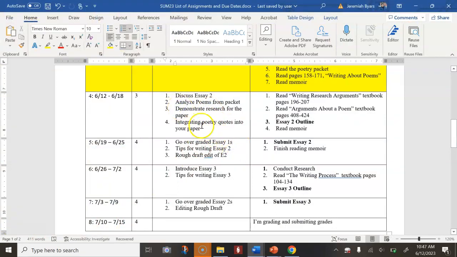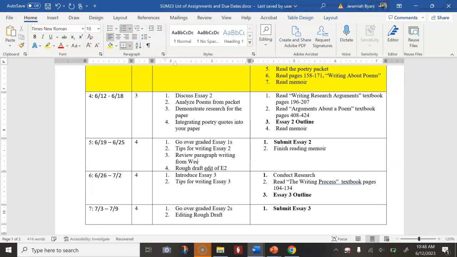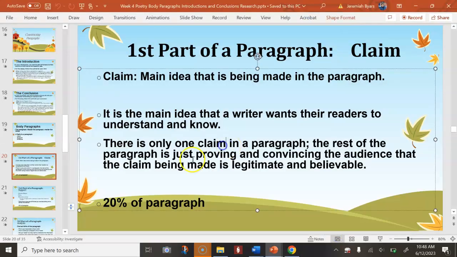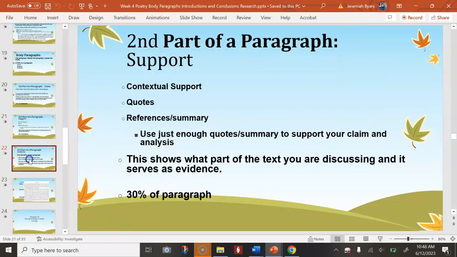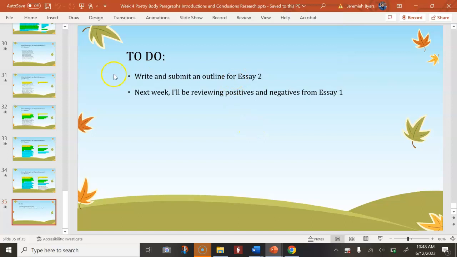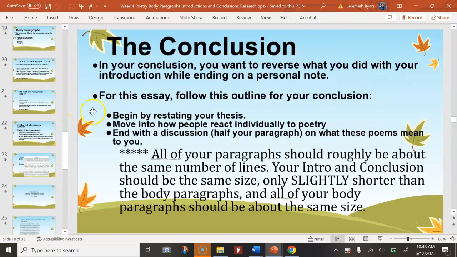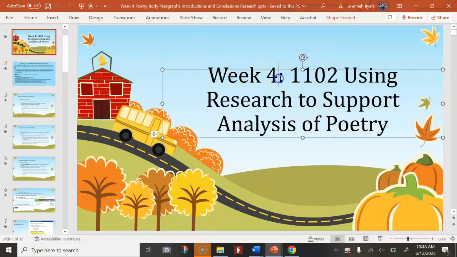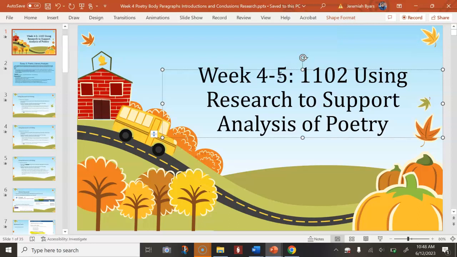Okay, yeah. So we should review paragraph writing from the week 4 PowerPoint. Okay. All right, cool. I'm going to say that for next week when you're actually writing essay two. I don't want to waste your time. This week you're focusing on research and writing your analysis. I'm sorry, writing your outline. So I'm going to go over all that next week. This week you are writing and submitting an outline for essay two. Next week, okay, I will be reviewing some positives from essay one. I'm going to change this title. Week 4 to 5 PowerPoint. Okay.